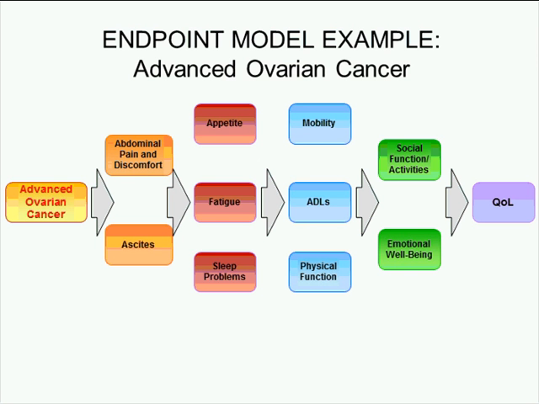The more proximal abdominal pain and discomfort and ascites are the outcomes that one would expect more likely to be affected directly by the chemotherapy treatment. And the more distal outcome of quality of life over on the far right might be affected by differences in treatment, but the probability seems lower in most cases. And this kind of a model can help one to form hypotheses and then select endpoints on the PRO panel to assess.